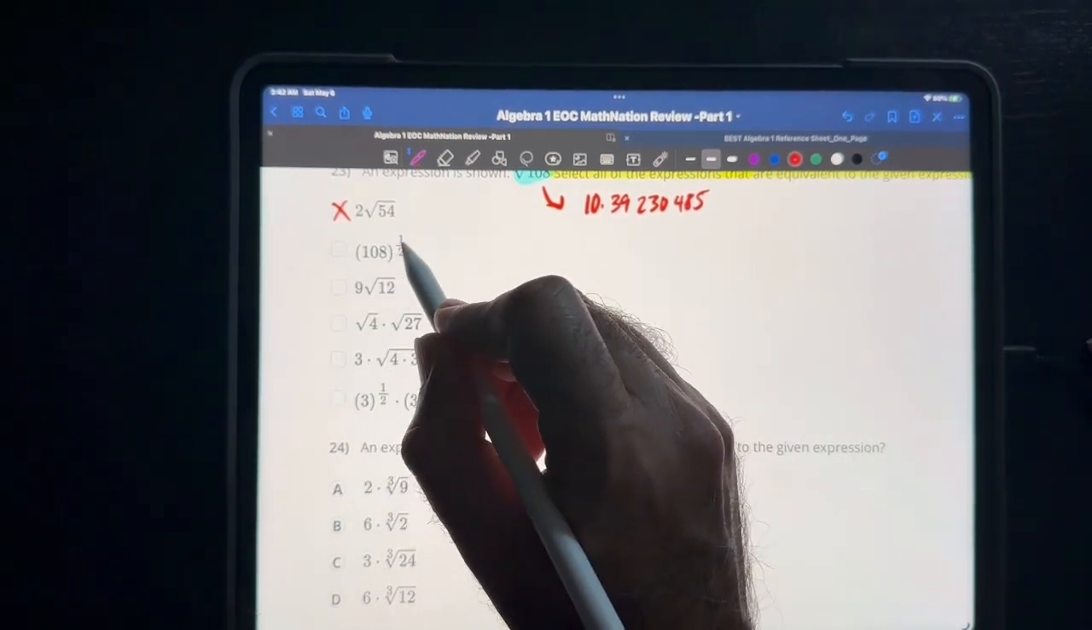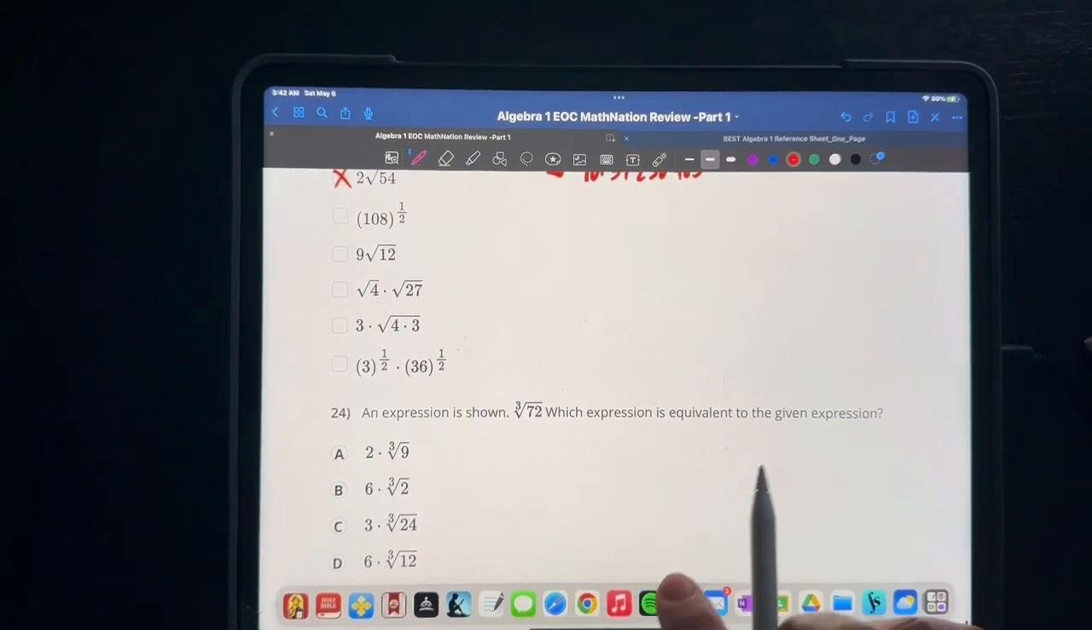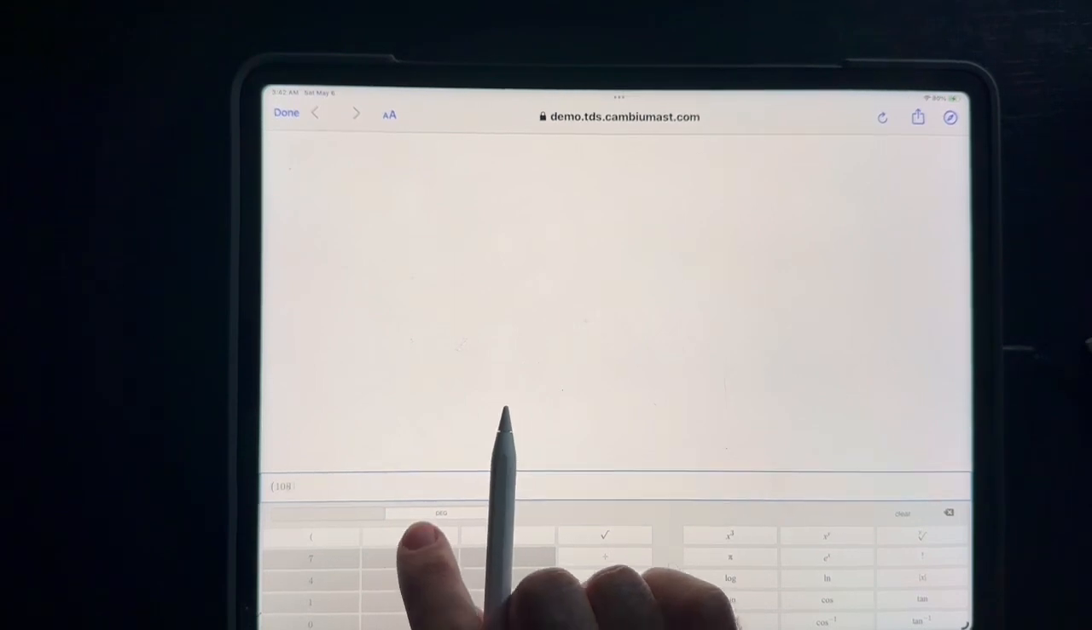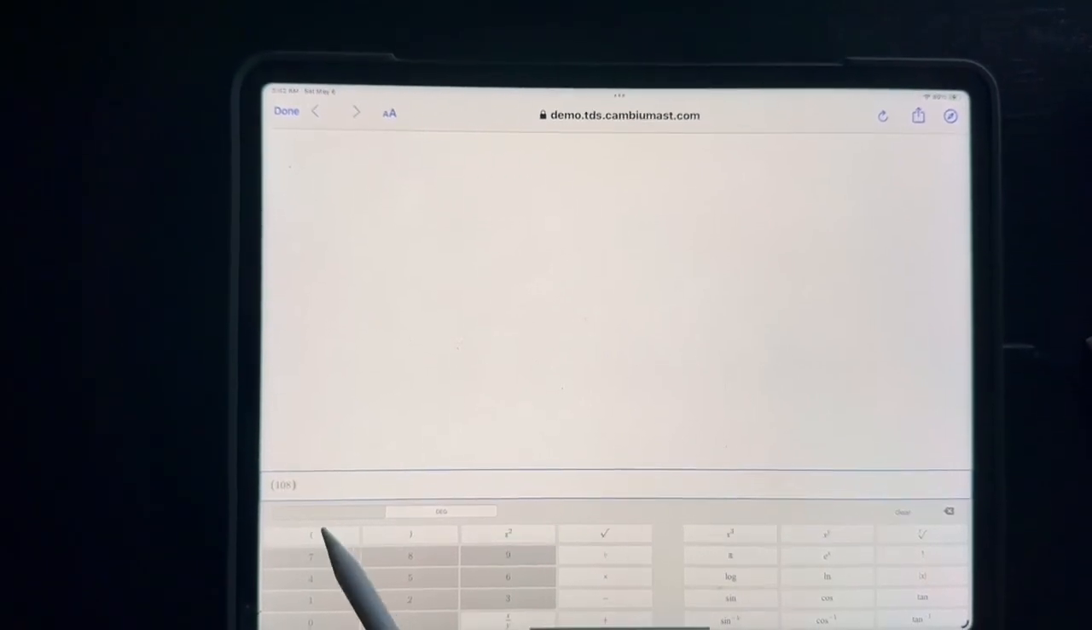Good. So let's check this one. Go back to the calculator. So you might be saying, boy, Mr. Williams, this is kind of tedious. Guess what? This is the best way. And you will not have a time issue on the test because you have all day. So 108 raised.